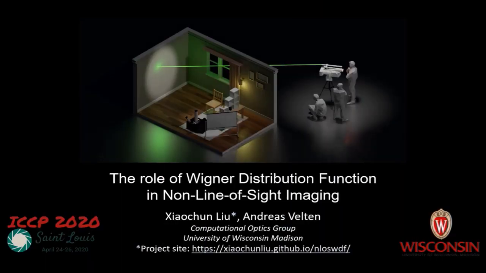Hello, everyone. This is Xiaocheng Liu from the University of Wisconsin-Madison. This is a paper I co-authored with my advisor, Andreas Velten, who is now a professor at the Computational Optics group in Madison. This talk is about our recent work in non-line-of-sight imaging. Overall, it tries to use the Wigner distribution function to explain non-line-of-sight imaging.